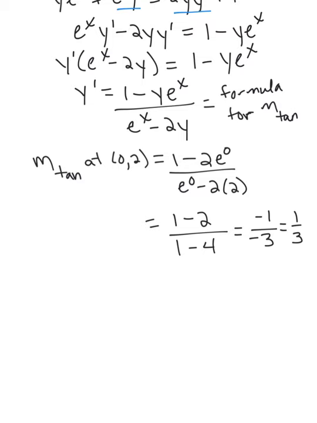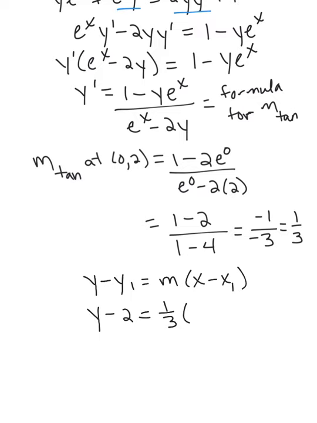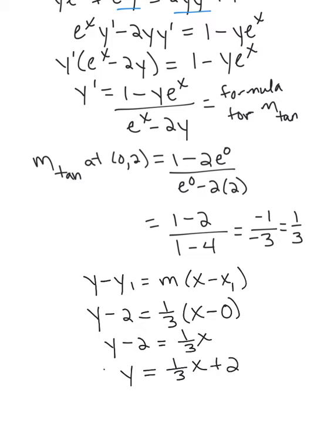We need to write the equation of the tangent line. So going back to that point slope formula, y variable minus the y of our point was 2 equals our slope of 1/3, x variable minus the x of the point was 0. y minus 2 equals 1/3 x. Finish it off, y equals 1/3 x plus 2. And that is the equation of your tangent line.